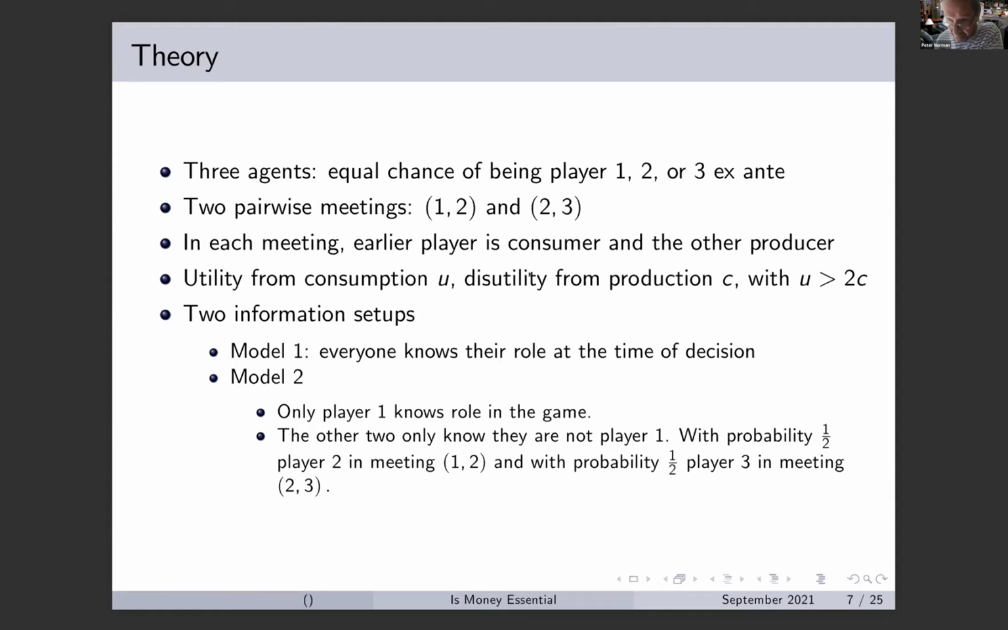So the two setups: model one, everyone knows where they are in this trading chain. And then model two, player one knows that they're player one, and we have to have them know because they stand there with a coin. The only reason we can explain they stand there with a coin at the beginning of the monetary treatments is that they know that they're player one. However, the other two agents, the ones that have the roles of one and two, they don't know where they are. So they can be player two with probability half, and they can be player three with probability half.